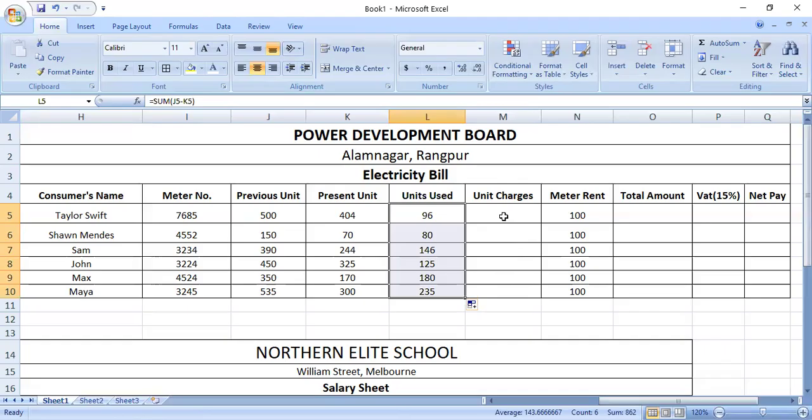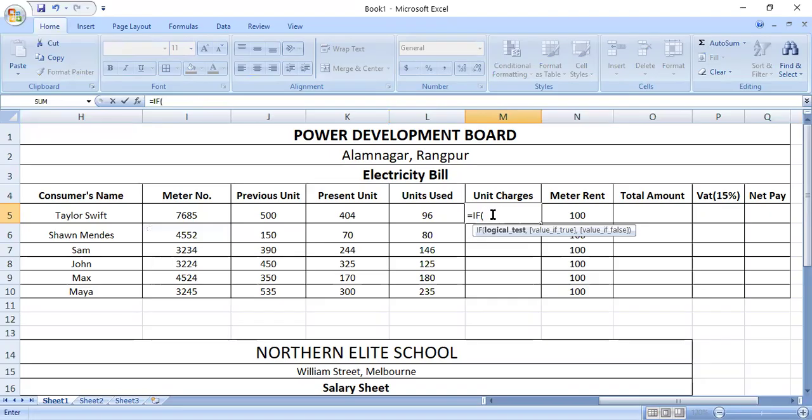Okay. So the next is unit charges. For unit charges, there's a formula. You need to be very attentive to learn this one, but it's a bit complicated. So at first we need to write equal. The charges could be different, and you'll have to write it according to your requirements. I'm just writing some basic ones, just random, doesn't even mean something.